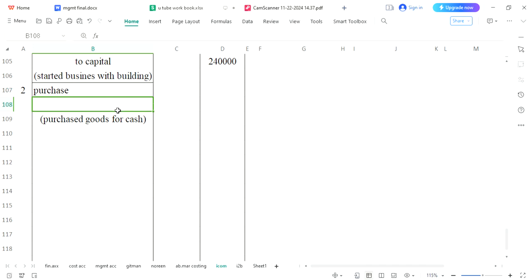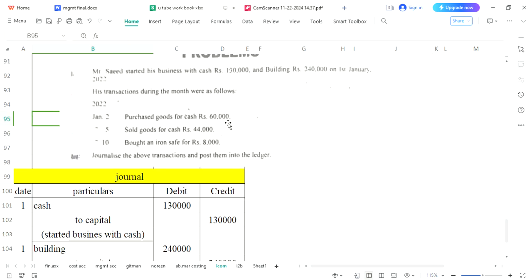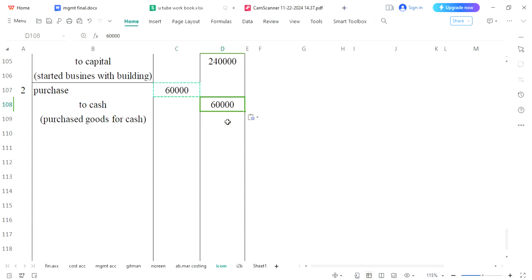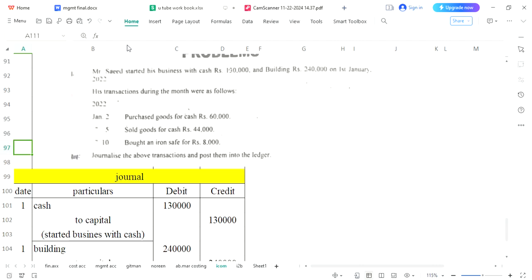Asset is decreasing. Decrease in asset should be credited. So cash is credit. Number 2 entry, amount is 60,000. So we are going to put 60,000 on debit side, and same amount we are going to write on credit side. Second entry is completed. As usual, we will put a closing line in particulars. Now we will see what next entry is.